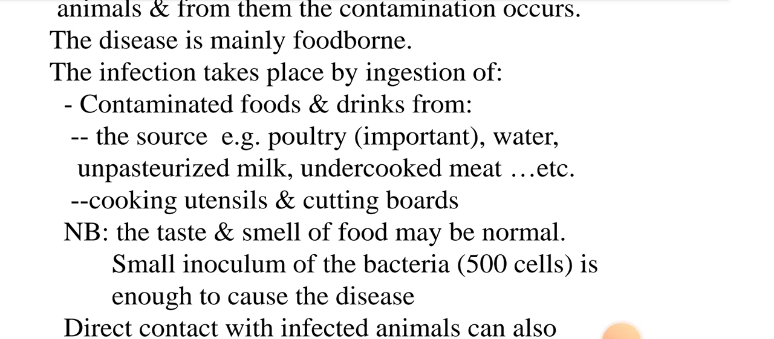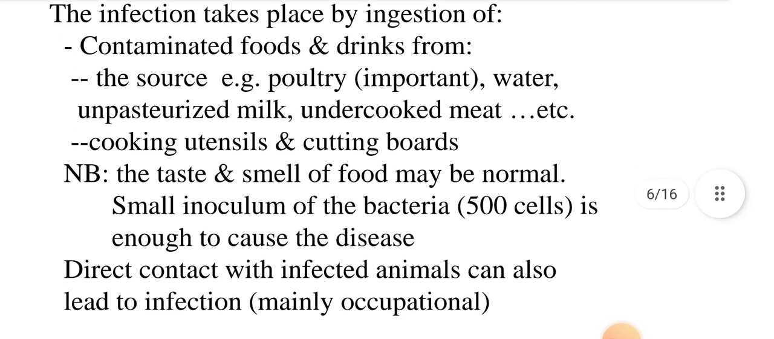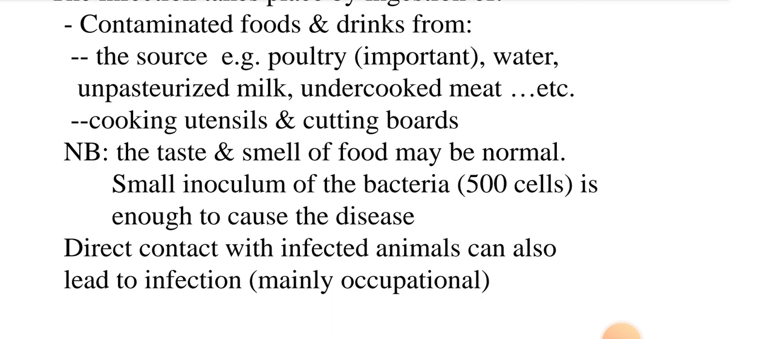Also, the contamination of foods and drinks may be from contaminated cooking utensils and cutting boards. The cooking utensils are the containers and instruments used in cooking. The cutting boards are commonly wooden boards used for cutting of meat and vegetables. Nota bene, I'd like to draw your attention here that the taste and smell of food may be normal.